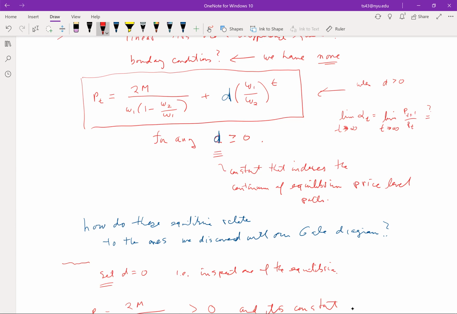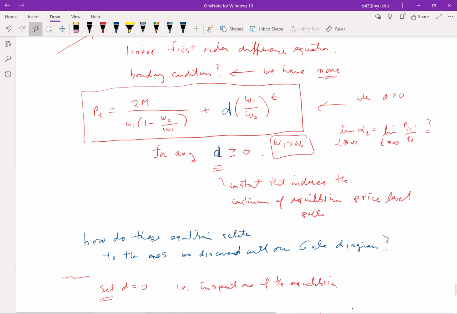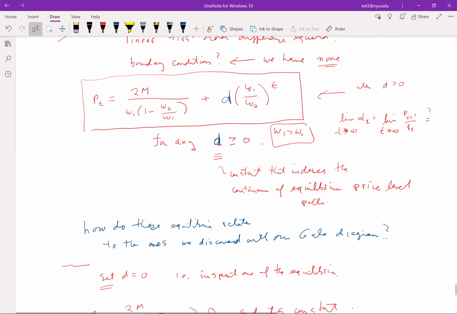If you're good with limits, you could see it from this equation, because remember, W1 is greater than W2. I want you to think about that, and then bring that into contact with the Gale diagram. That'll actually be fun, and it'll yield insights. Then you will really have your hands on what's making Samuelson's model tick.